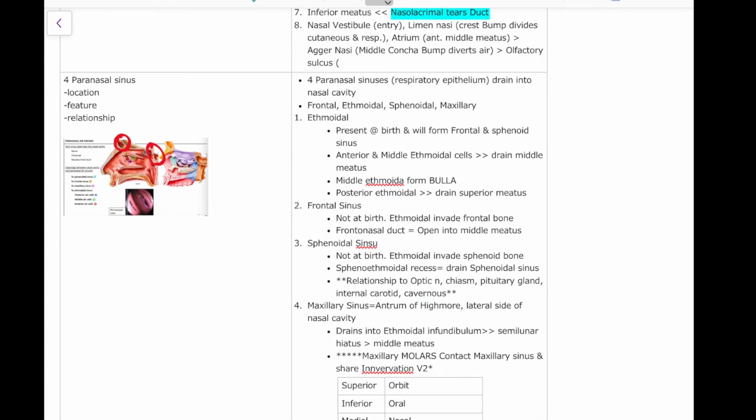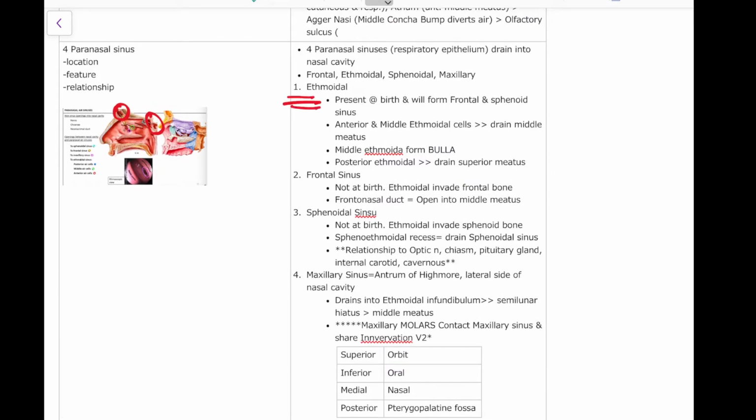So the first one that's present is always the ethmoidal sinus. It's present at birth, and it starts pushing space basically on both sides, anterior and posterior. Anteriorly, it will form the frontal sinus. Posteriorly, it will form the sphenoid sinus.